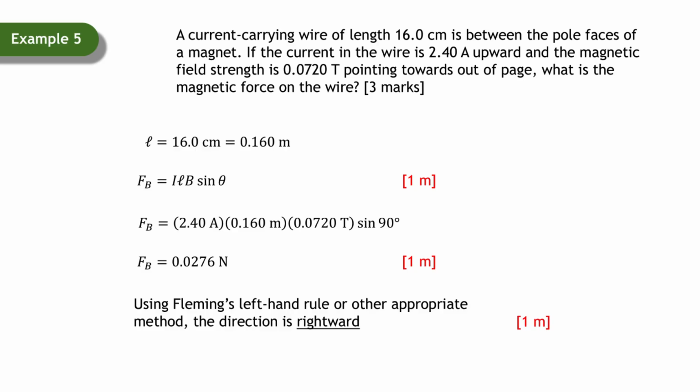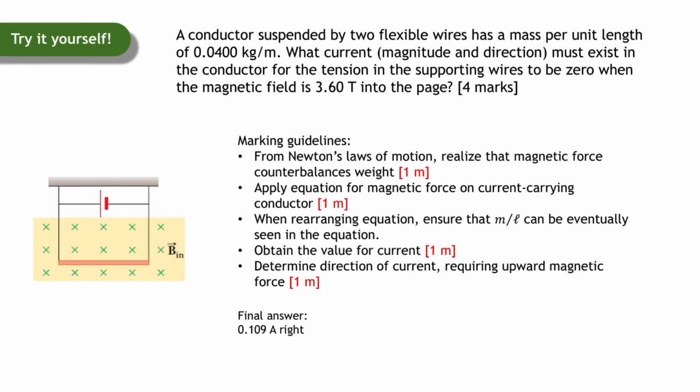Let's apply these concepts in example 5, where a 16.0 cm current-carrying wire is positioned between the pole faces of a magnet. The wire carries a current of 2.40 amperes upward, and the magnetic field strength is 0.0720 tesla pointing out of the page. By converting the length to 0.160 meters and plugging the values into our formula, we calculate a magnetic force of 0.0276 newtons. Using Fleming's left-hand rule or other appropriate methods, we can conclude that the direction of this force is rightward.